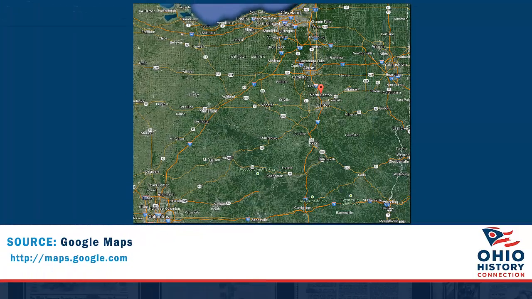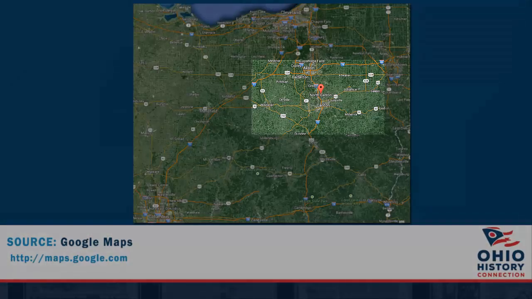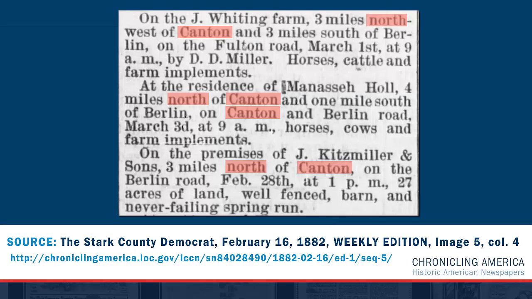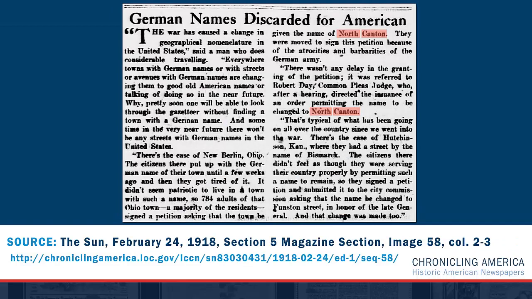A more local example of a geographic name change is the city that is currently named North Canton in Stark County. Doing a search for this city actually gives you some results referring to the north of Canton, but not necessarily the actual city itself. In 1918 and prior, it was actually known as the village of New Berlin. The residents voted on a name change during the anti-German sentiment during World War I because they didn't want to appear to be German sympathizers.